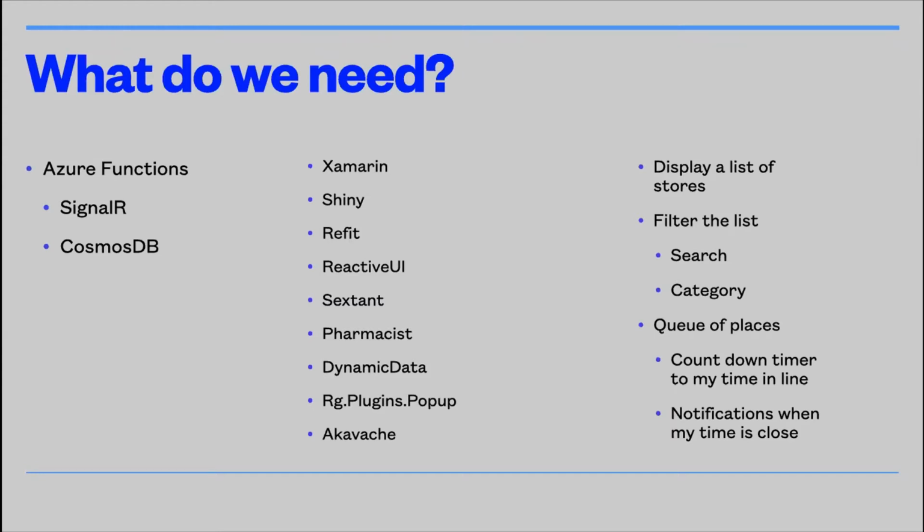So what this app needs to do essentially is display a list of stores. We need to allow you to filter that list of stores by searching free text or by category. We need to allow you to queue up for a given establishment, give you some potential countdown timer on the time left that you have on your wait, and give you some notification when that time is close.